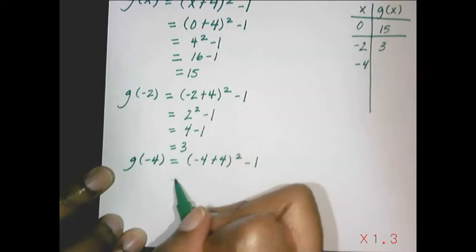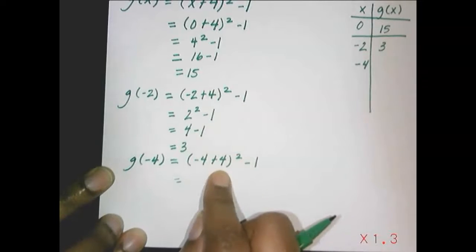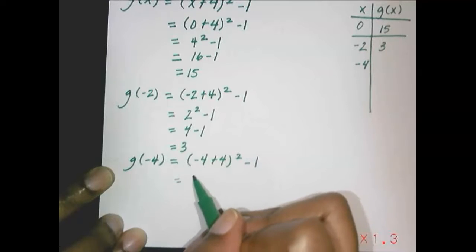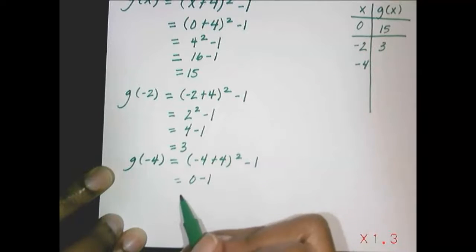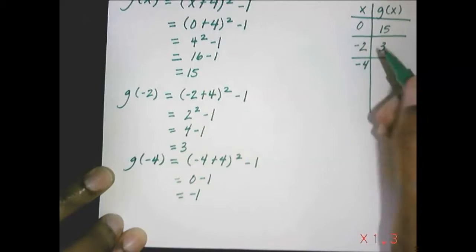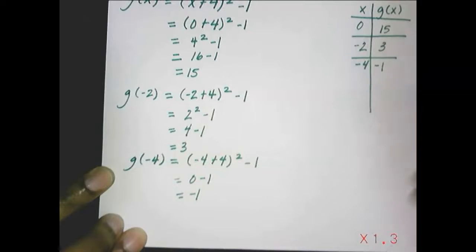So we're going to have negative 4 plus 4. That's 0. And 0 squared is just 0. 0 minus 1 is a negative 1. So when x is a negative 4, our y value is negative 1. Let's see if we can kind of sketch some of those things out.